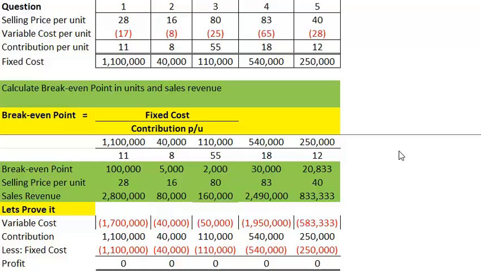Good morning everyone. Today I will show you how to calculate break-even point, level of sales required to generate target profit and margin of safety.